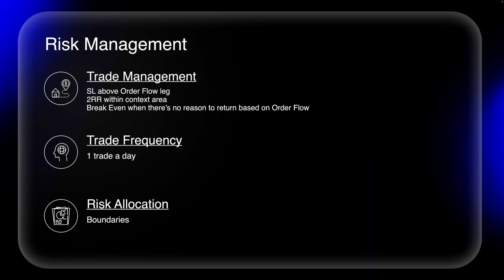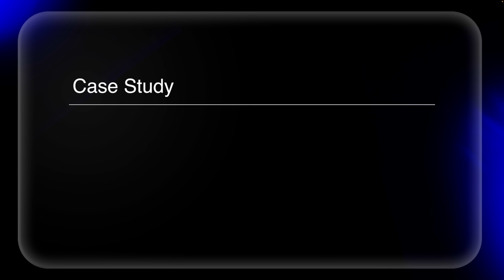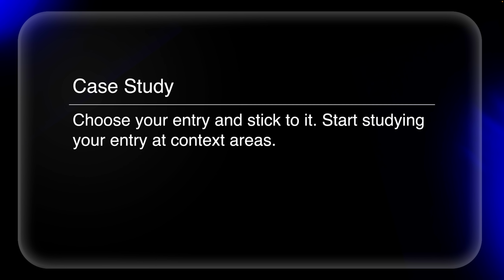Then the last thing, and again, for your own sake, a case study. Choose your entry and stick to it. Start studying your entry at context areas. You have everything already in your arsenal to know what type of entry you are potentially looking for and which time frames you want to use as well, because most likely you already know what type of trader you want to be. Like I mentioned right here, entries are supposed to be the easy part. It's not the difficult part. The hard work was already done before this video.